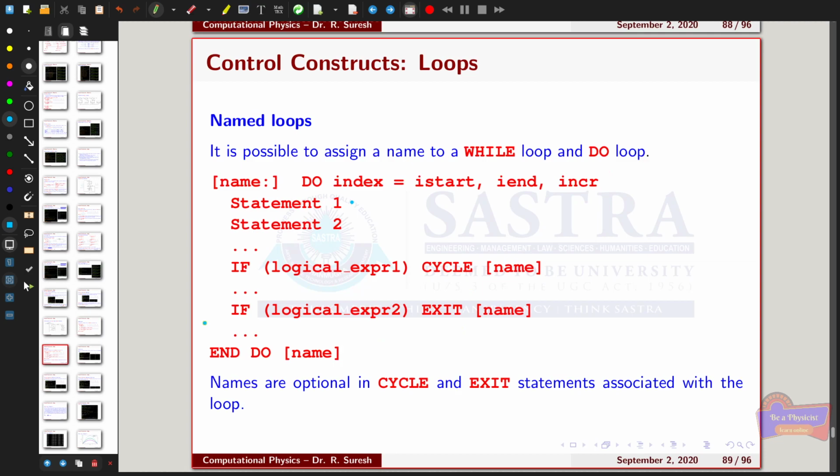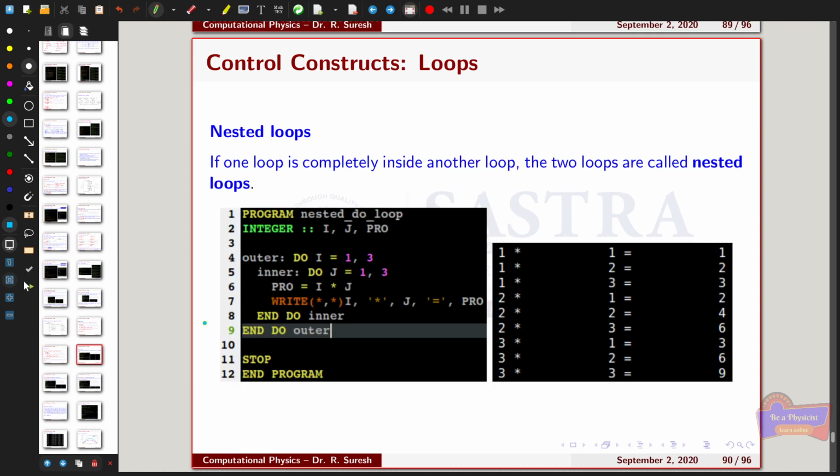You can also use nested loops. For example, like a nested if statement, one can also use nested loops. When one loop is completely inside another loop, the two loops are called nested loops, and this is the corresponding example. You have two different do loops in the same program, the do loops are opened, you can do some operation, and you properly end the two loops with the end do statements.